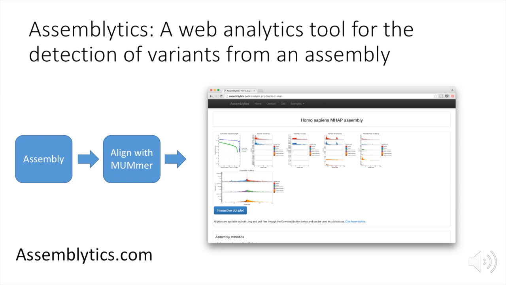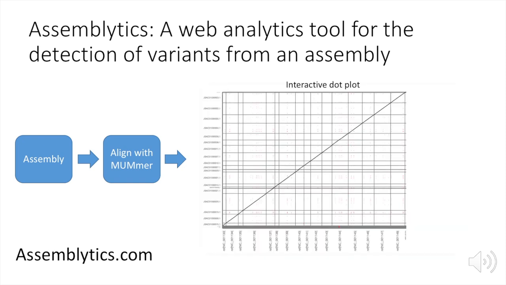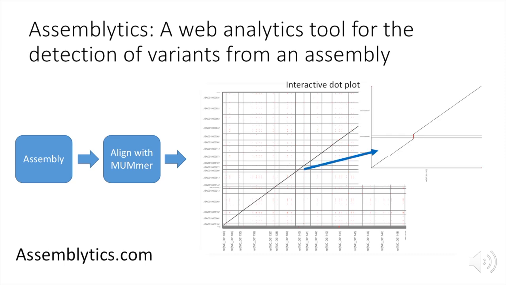the variations and about the assembly as a whole, and it even gives you an interactive dot plot, which allows you to look at how each contig from your assembly is aligning to the reference genome, and you can even zoom in to look at the specifics, and repetitive elements here are shown in red, which are the ones that are filtered out by the unique anchor filtering and would not be used for structural variant calling.